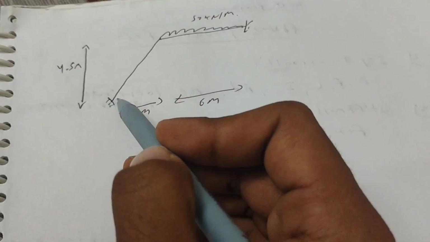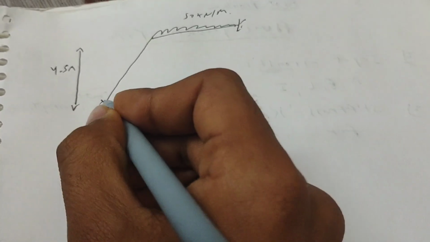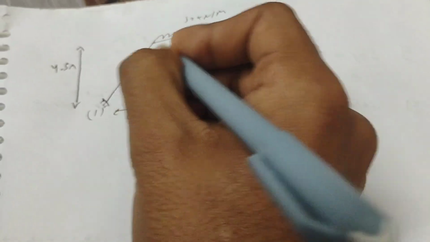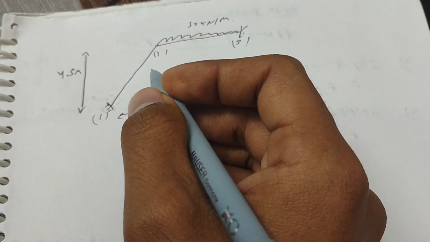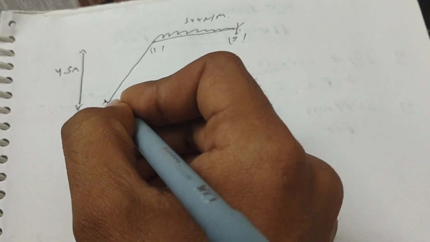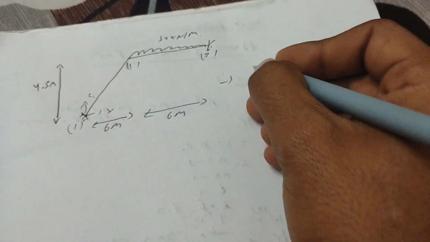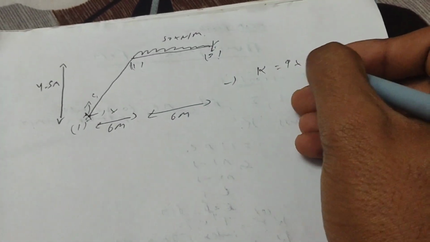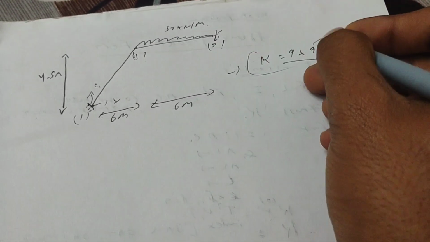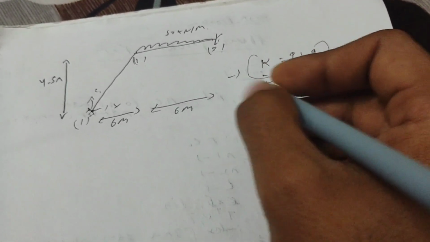In this video we will be discussing this problem, where this is the first node, then the second node, and this is the third node. Each node has 3 degrees of freedom, that is u in the x direction, v in the y direction, and theta. So this global stiffness will be of 9 cross 9. Now we will move to the MATLAB part of the problem.